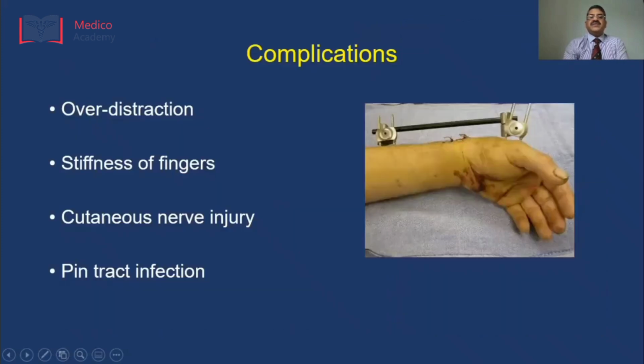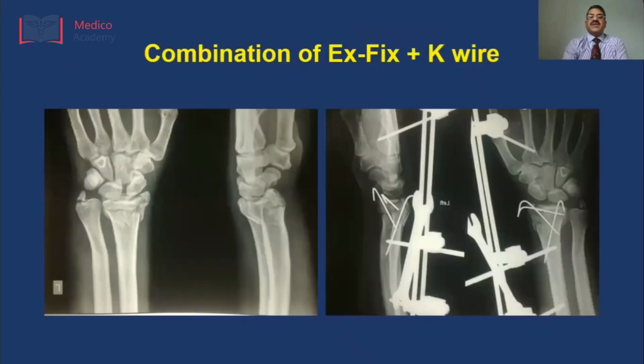External fixators also have the same type of complications as K-wires. In addition, you can cause over-distraction and stiffness of the fingers. You can cause cutaneous nerve injury by the pins, and again, pin track infection similar to that seen with K-wires. Sometimes a hybrid fixation employing K-wires and X-fix can also be very useful.